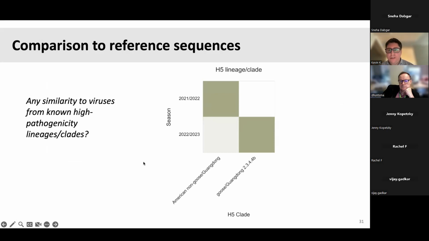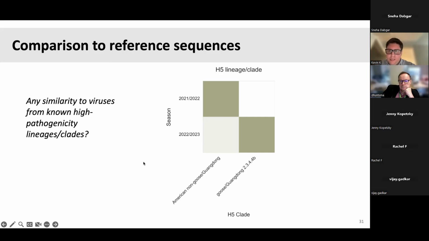Now, as it turned out, the Goose Guangdong H5 viruses didn't arrive in BC until last year in April 2022, so right in between our two surveillance seasons. And this was somewhat advantageous because it gave us an opportunity to compare a pre-arrival season to a post-arrival season.